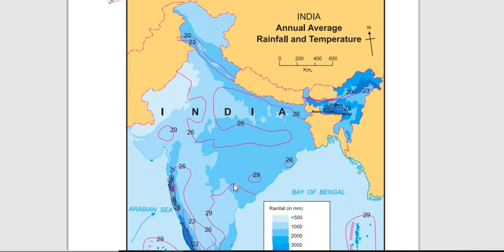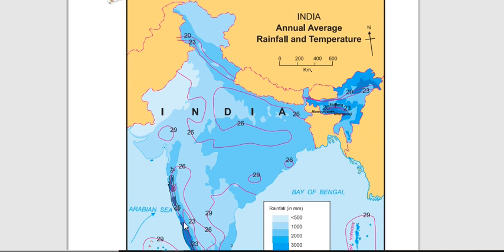The 5 places in India with the highest average annual rainfall are Mawsynram and Cherrapunji in the Meghalaya district, in the state of Meghalaya, Amboli in Maharashtra, Agumbe in Karnataka, and Neriyamangalam in Kerala.